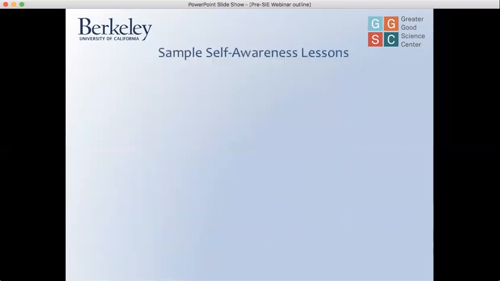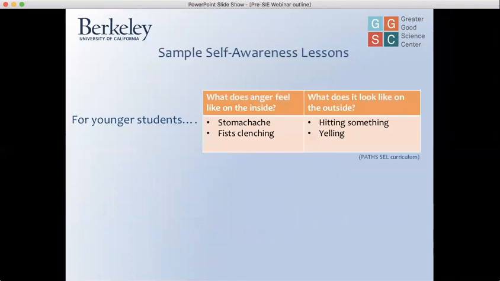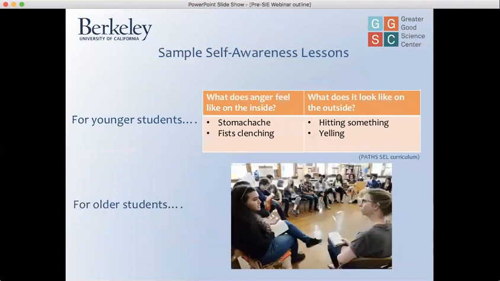So what might a self-awareness lesson look like in the classroom? For younger students, a self-awareness lesson might involve making a list of how anger feels on the inside of our bodies and how it looks when we express it. For older students, it might be developed through small group discussion about the values displayed by a literary character and how this relates or doesn't relate to students' personal values.